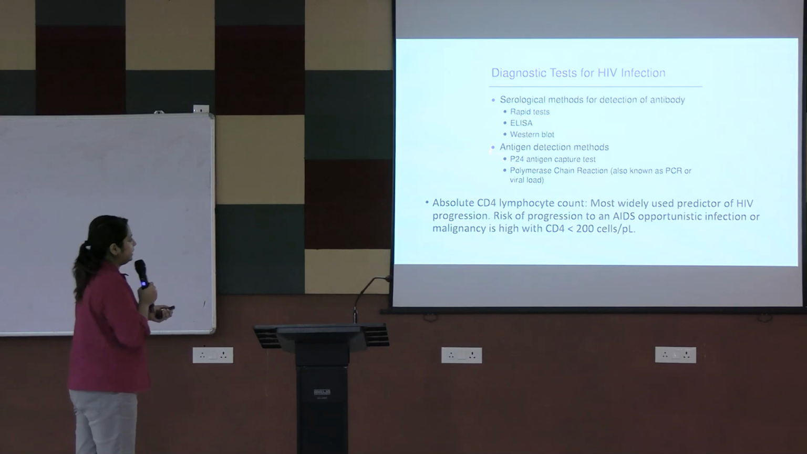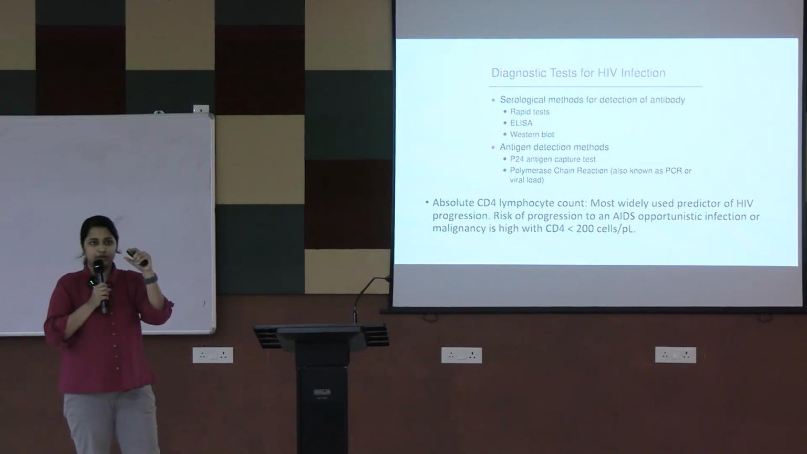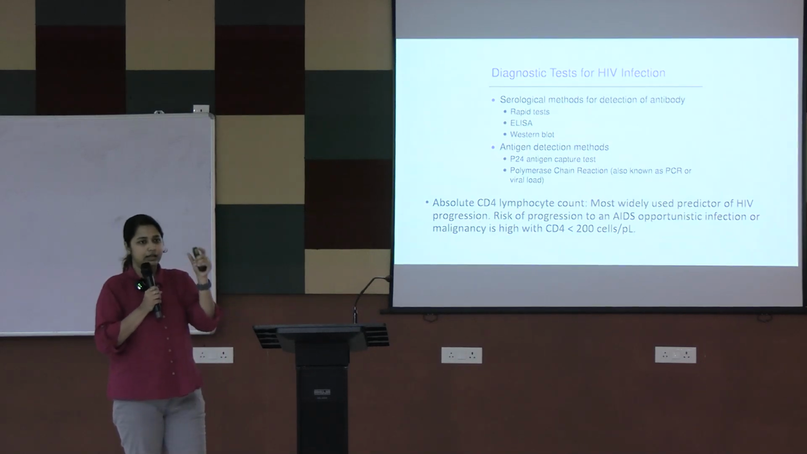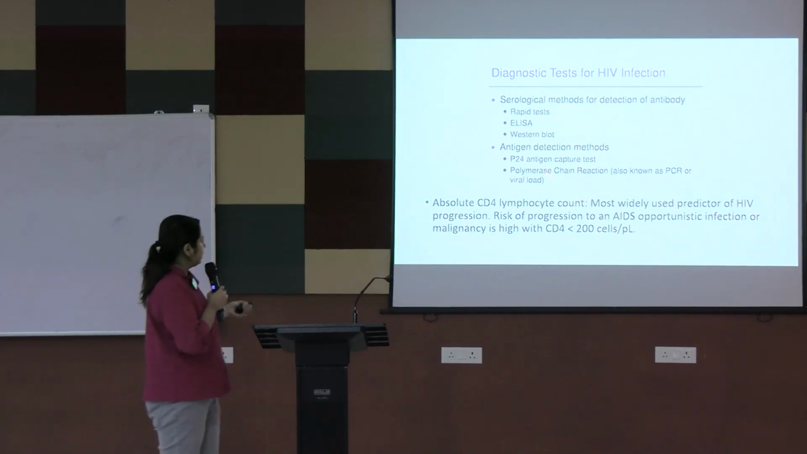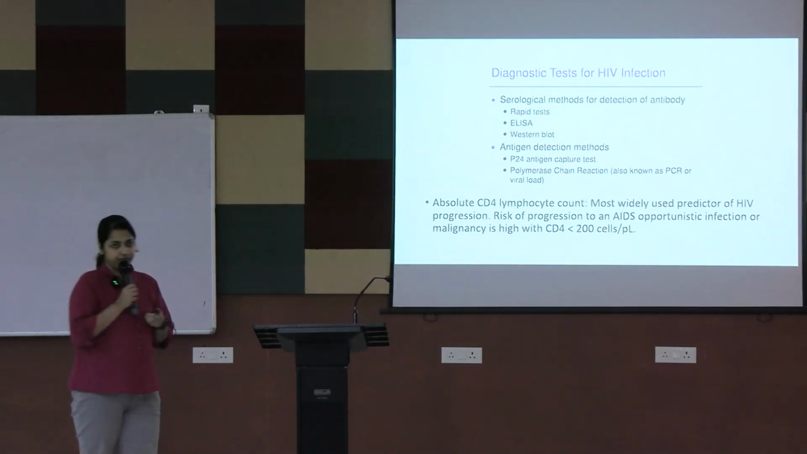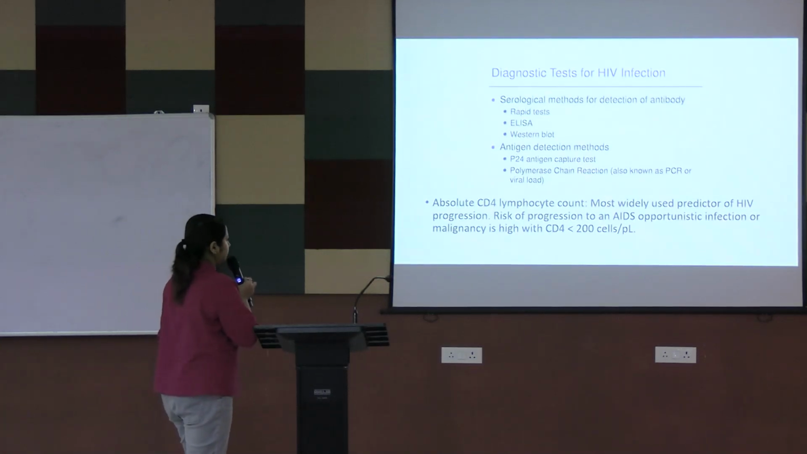And others are antigen detection methods like the P24 antigen capture test. The P24, as you remember, is a protein that is in the capsid of the virus. So once you detect that, you detect the antigen. Or the polymerase chain reaction known as PCR. By that also you can detect the HIV virus.